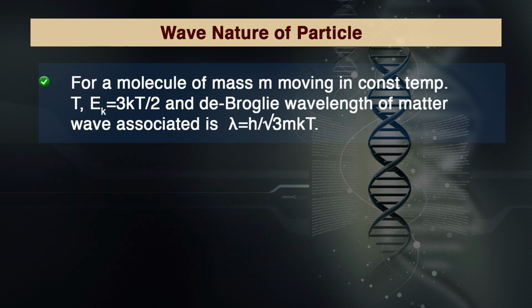And next is when we consider a gas molecule moving at a constant temperature, and that gives the relation lambda equals h upon root of 3 m k T, where k is the Boltzmann constant. So, experimentally it was proved that matter waves exist. If this matter wave exists, then there must be some more properties of this matter wave that we must know.